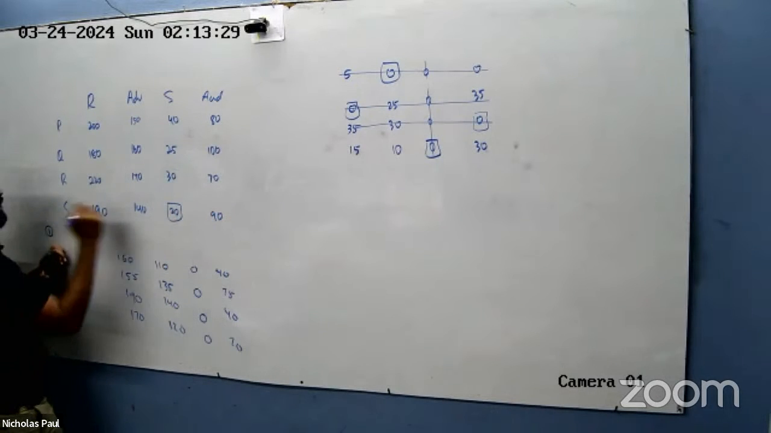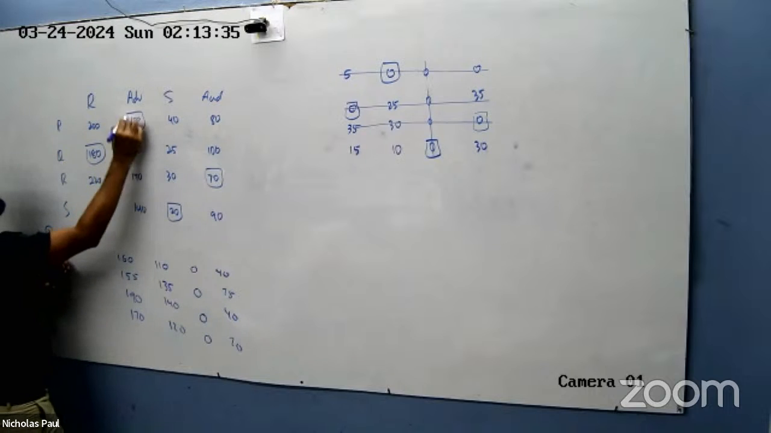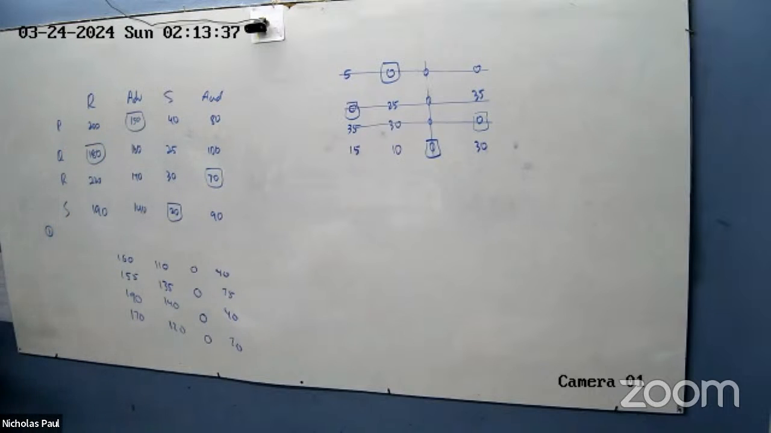Team R will get 70. Team Q will get 180. And team P will get 150. Okay, let's go again now. Did they have to be minimum time or minimum something? They have to, anything applicable?